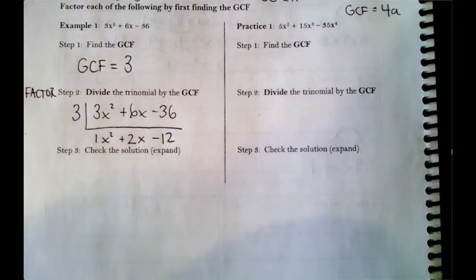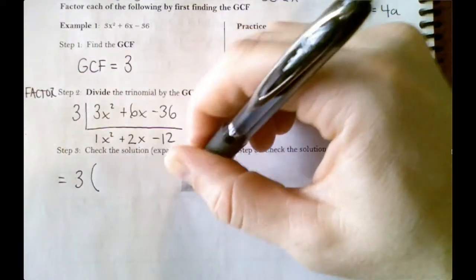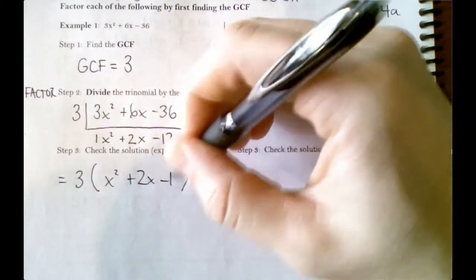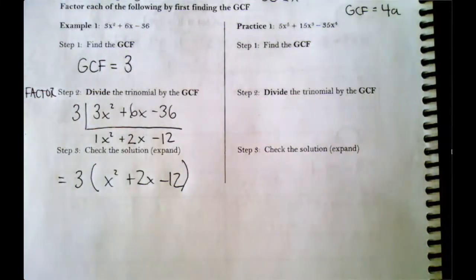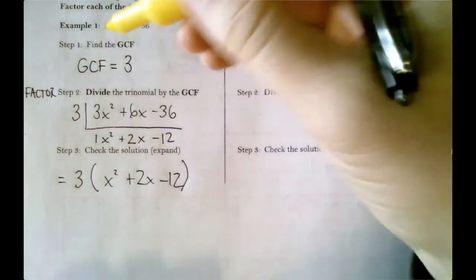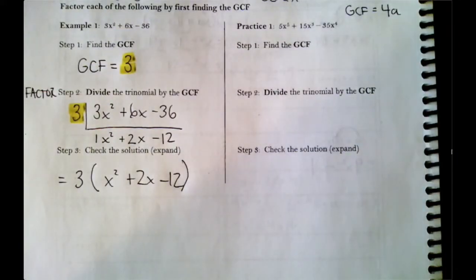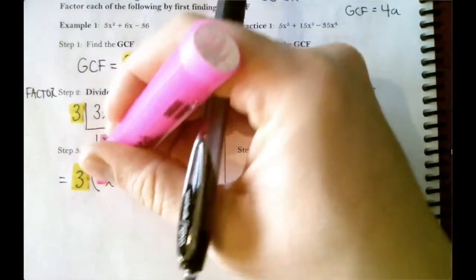Your last step is to write out your answer. Your answer will always be the greatest common factor, bracket, what you're left with, x squared plus 2x minus 12. So I'm going to show that with highlighters so you can kind of see it. I'm going to use yellow and pink. Your greatest common factor goes in front of what we're dividing, and it goes in front of our answer to the division question, which goes in the bracket.